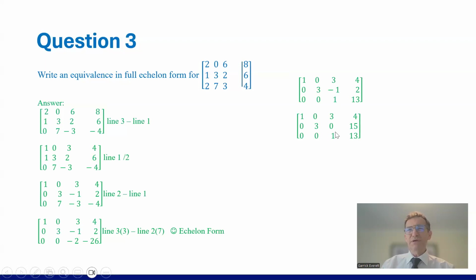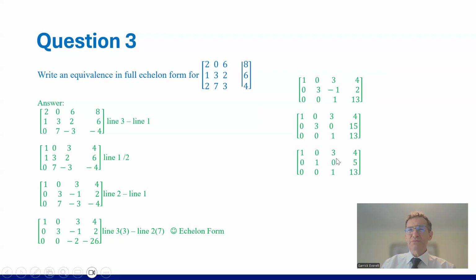I haven't written what I'm doing here. I've just done it fairly quickly. So just adding line 3 to line 2. So that plus that's still 3. That plus that is 0. That plus that is 15. So now I've got a 0 there. So I've only got 1 3 to get rid of. So I'm going to do this line, subtract 3 of this line.